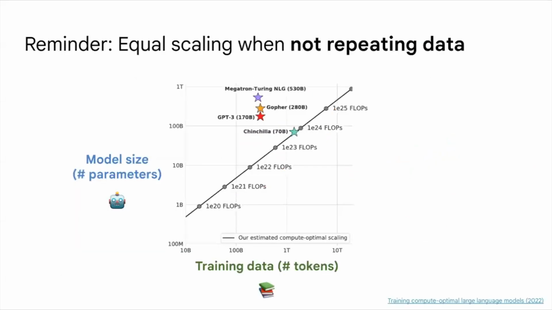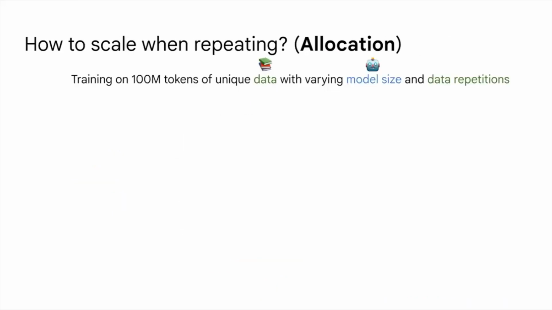So quick reminder, for Chinchilla, it was equal scaling. However, Chinchilla assumed that we're not repeating data. And so now we'll look at how we should scale when we're repeating data. To answer this, we train lots of models on 100 million tokens of unique data, and we vary the number of parameters and the number of repetitions. How often do we repeat those 100 million tokens?